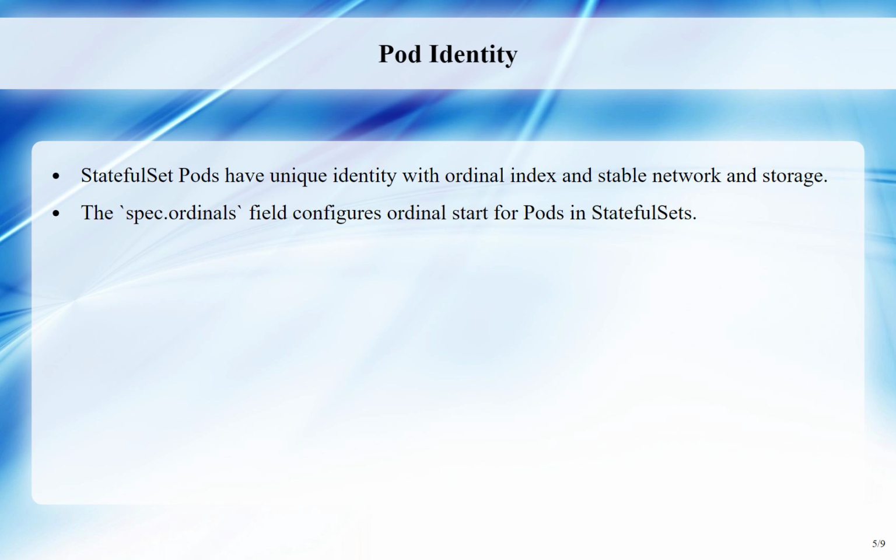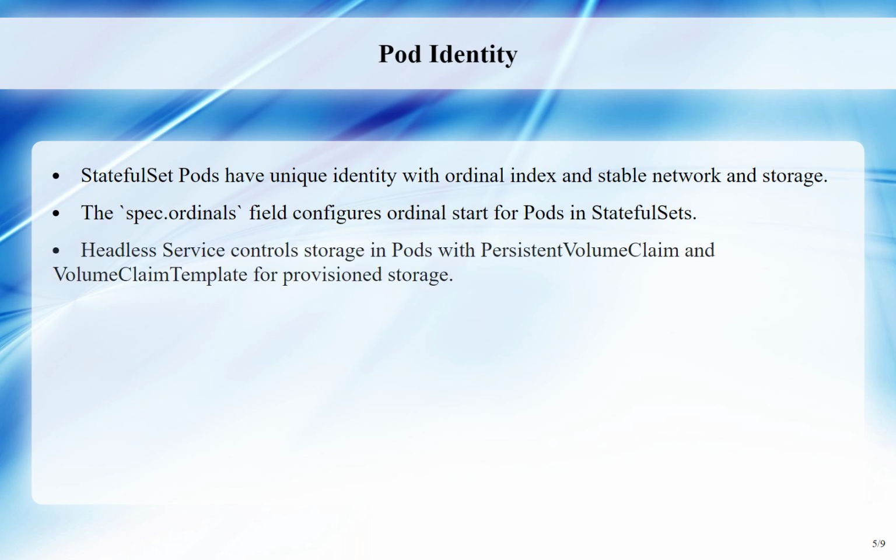The stable network identity of each pod is derived from the stateful set name and the ordinal, with the hostname being in the form of stateful set name-ordinal. This can be controlled using a headless service. The stable storage aspect involves each pod receiving a persistent volume claim for each volume claim template entry, with the ability to specify a storage class and provision storage amount.